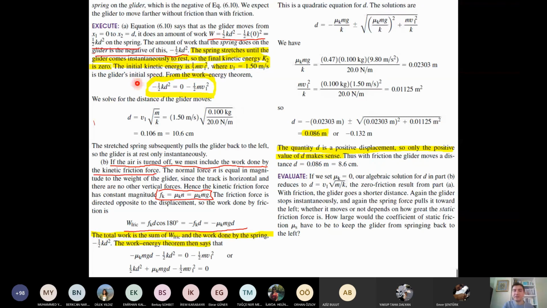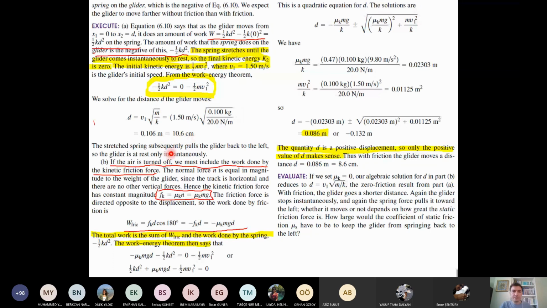Final kinetic energy is 0 minus 1/2 mv squared, the initial kinetic energy. So from this relation, you can get the d. d can be written as v1 times the square root of the mass of the glider over the force constant of the spring. Then put all numbers into this equation. Then you can get d is 0.106 meter, or 10.6 centimeter.